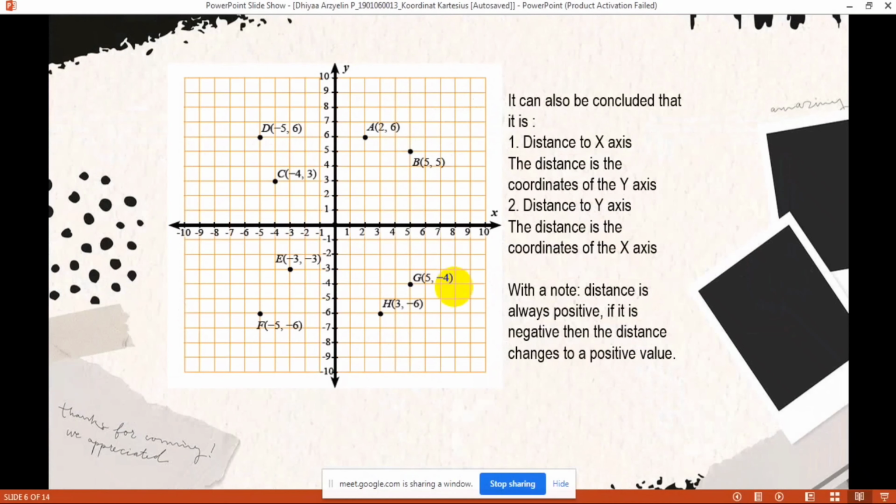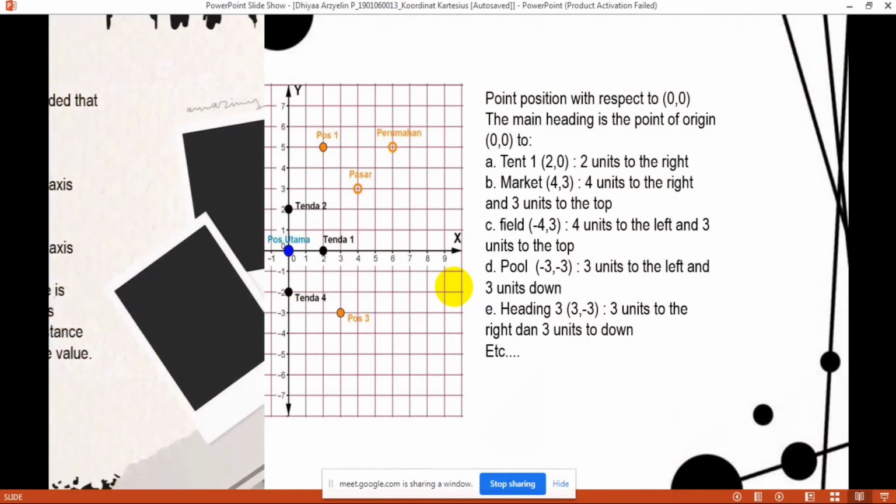The next, it can also be concluded that it is 1. Distance to x-axis. The distance is the coordinate of the y-axis. 2. Distance to y-axis. The distance is the coordinates of the x-axis. With a note, distance is always positive. If it is negative, then the distance changes to a positive value.